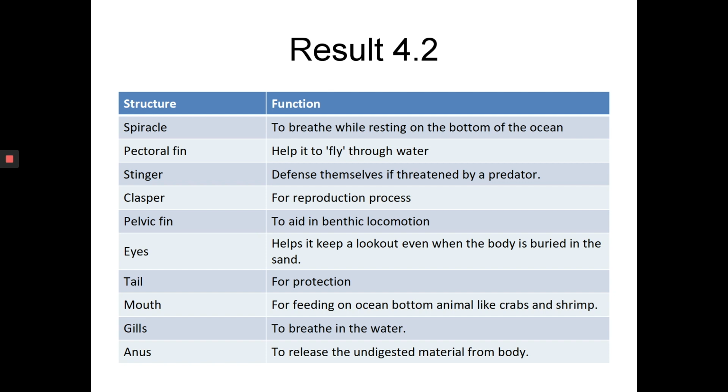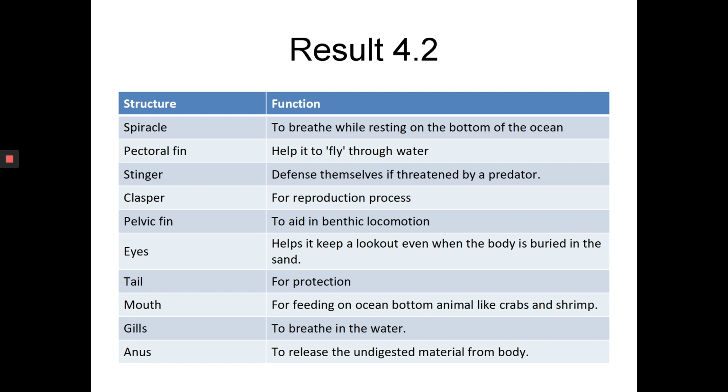So, what is the function of that external structure? Stingray has two structures that help it to breathe in the water. The first one is the spiracle, the second one is the gills. Spiracle is used when the stingray is resting on the bottom of the ocean, while the gills are used to breathe in the water while swimming.